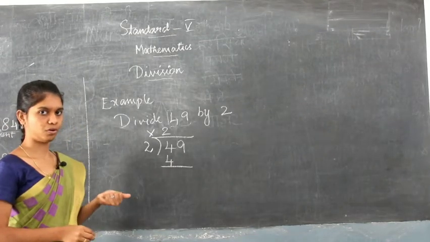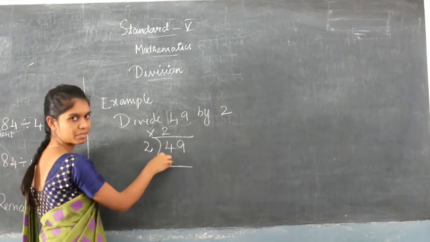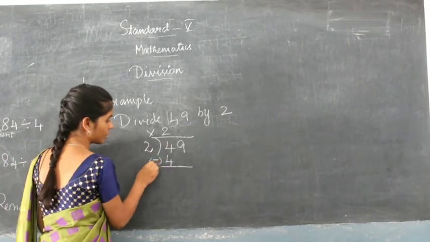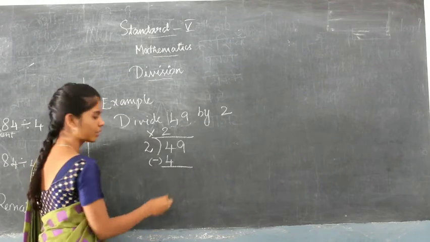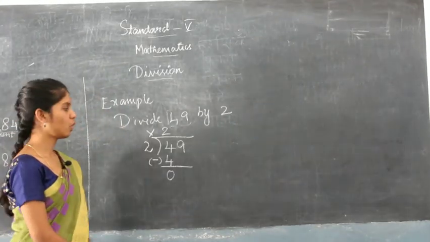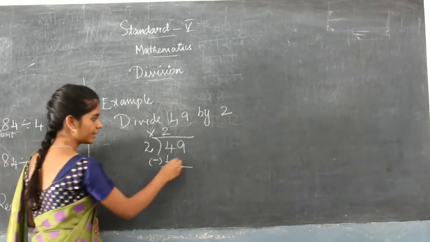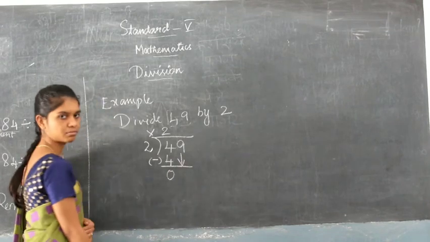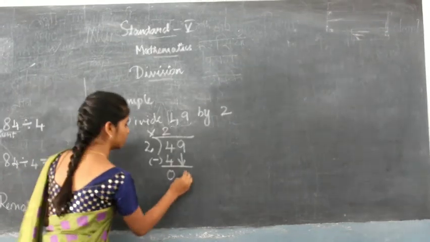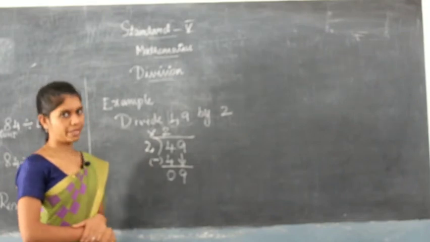Right, you got 4. Now what you should do is subtract this 4 from this 4. So, 4 minus 4, you will get 0. Now, you got 0 here. So, next what you should do? You should get the next number down, which is 9. And what you should do? You should start telling 2 tables.